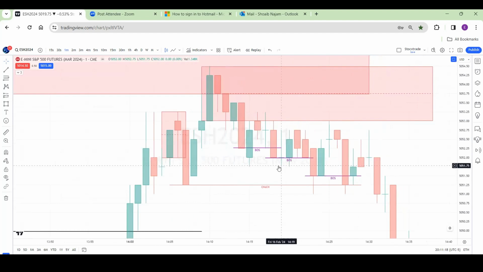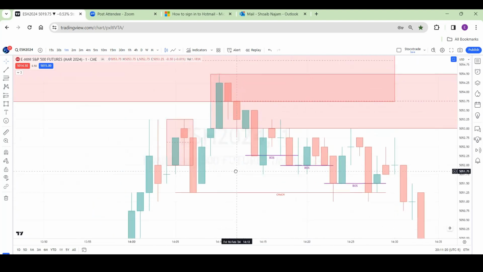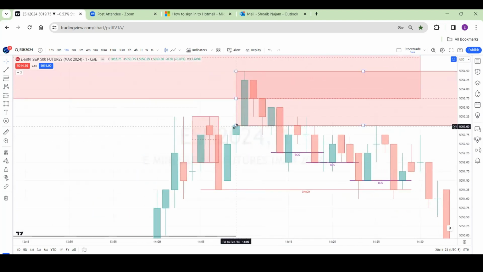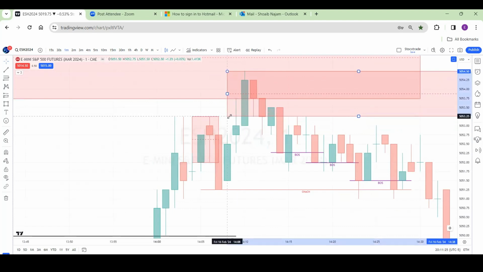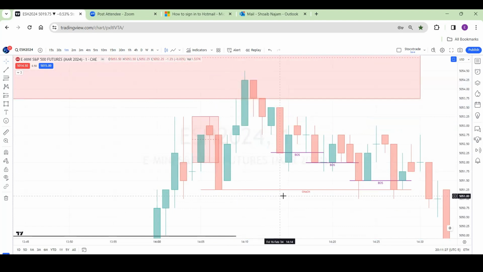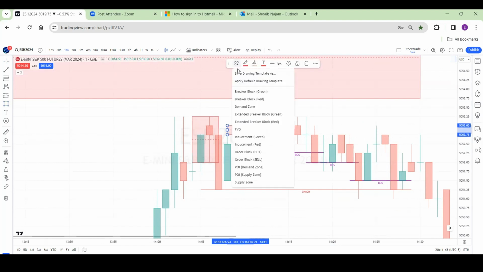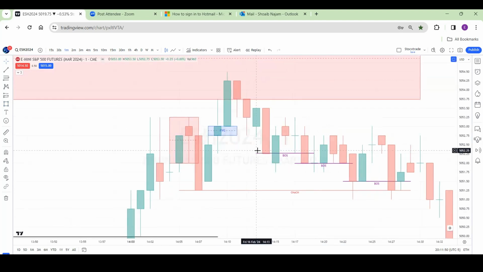Anyone? Let me look a little bit. No, it doesn't seem like it. This green candle, which candle? I'm just talking about the green candle. This one, this one and this one. Yes, and here, yes. Oh, very good, Moniz bhai, Irfan bhai, there is a fair value gap.